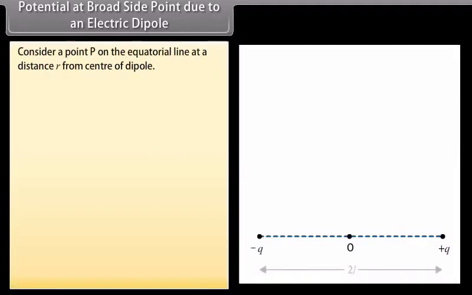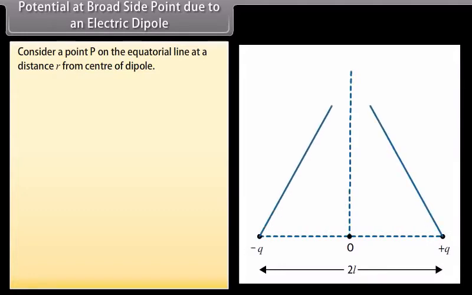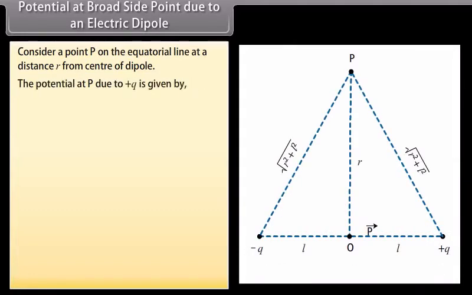Potential at broadside point due to an electric dipole. Consider a point P on the equatorial line at a distance r from the center of the dipole. The potential at P due to plus q is given by V positive equals 1 upon 4 pi epsilon naught multiplied by q upon under root r square plus L square.